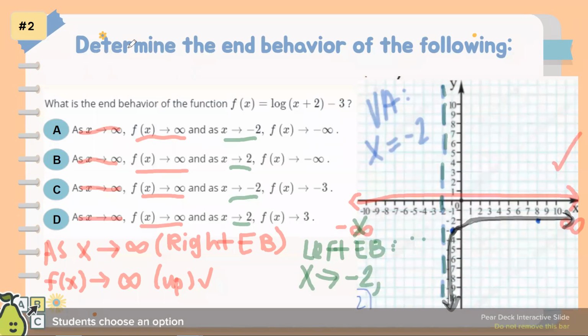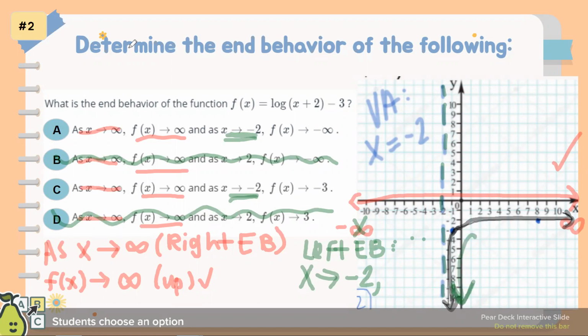So we can immediately eliminate two of our options. It's not going to be this one and it's not going to be this one, because we want the left end behavior approaching our asymptote at -2. So now we just have to ask ourselves, where's our function going? And since our function is pointing down on the left, that means our function is going to approach -infinity. The only option that matches that is A.